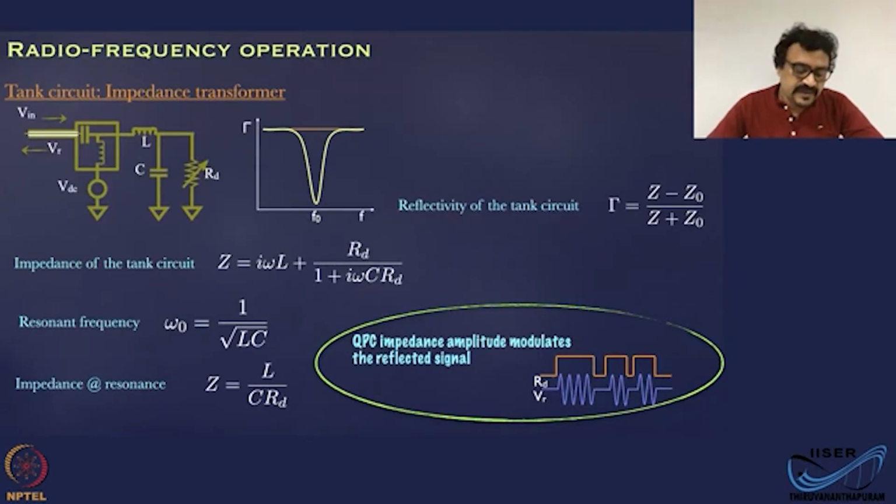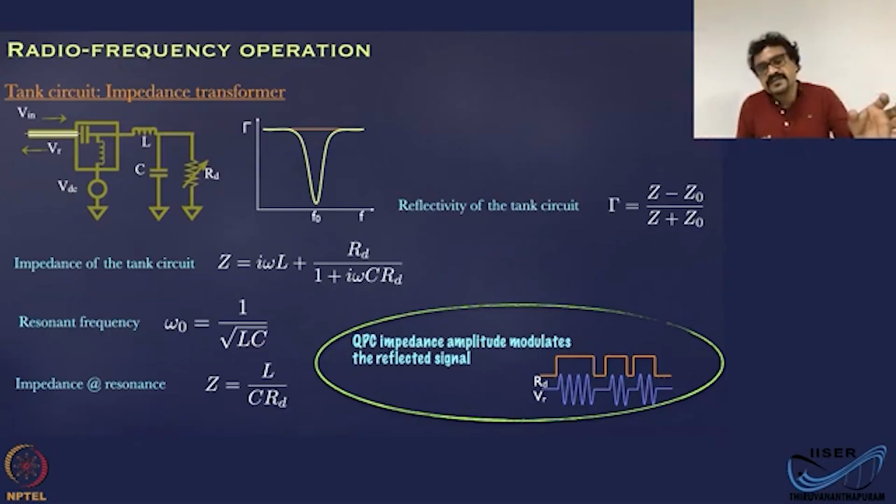So the idea here is very simple and straightforward. Remember, we have a high impedance device and a low impedance measurement circuitry. The measurement circuitry consists of conducting wires which are a few ohms, and the amplifier that you have is a quantum point contact or a single electron transistor. Those are hundreds of kilo ohms, say 100 kilo ohm.